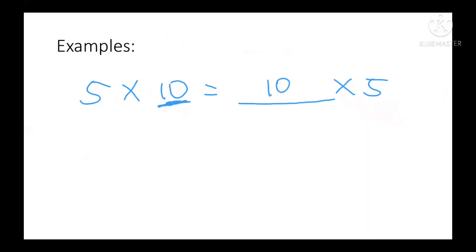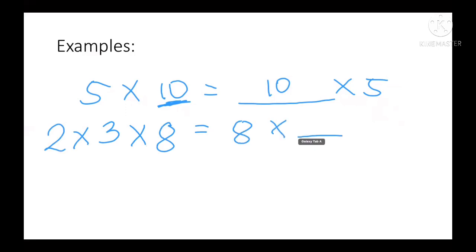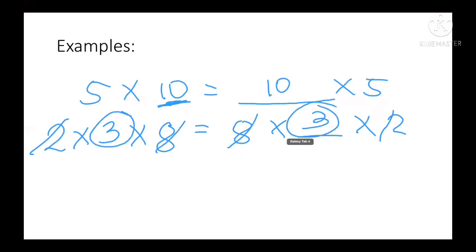What if we have here 2 times 3 times 8 equals 8 times blank times 2? What number will be put here in the blank? It's easy, right? So we have 2, 2, 8, 8. What number is missing? 3. We need to find the partner of that one. All right, easy.